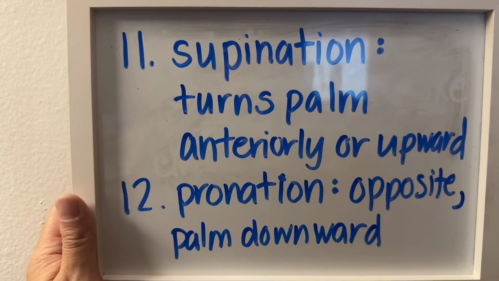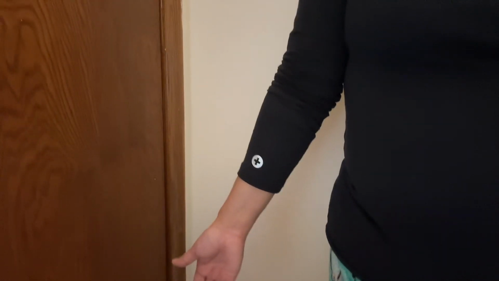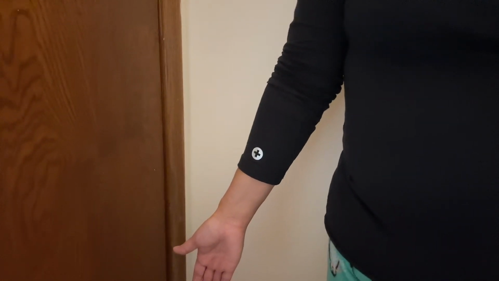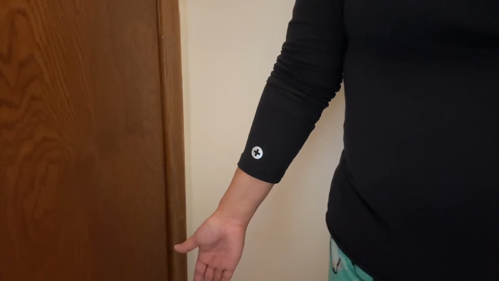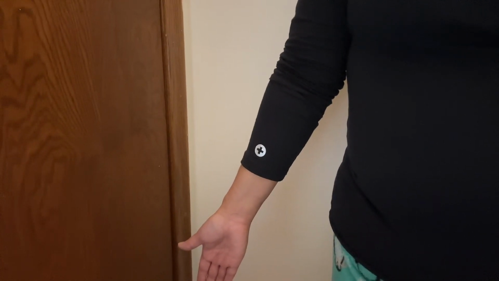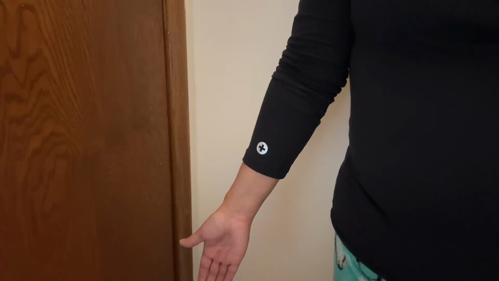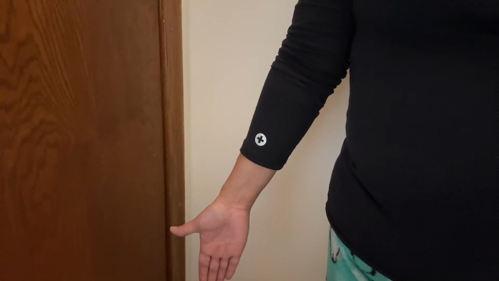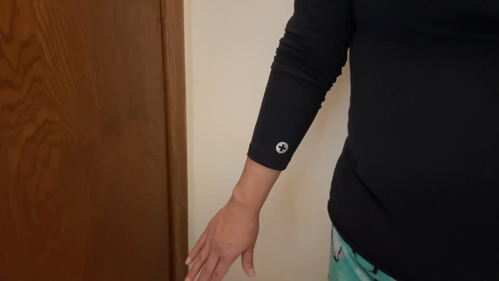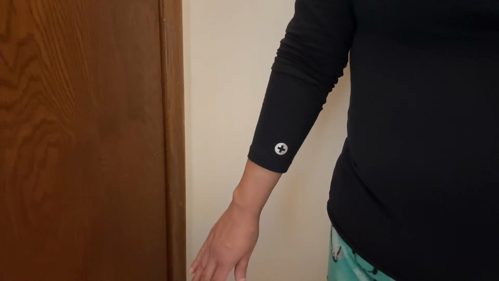Okay, so let's assume I'm standing in anatomical position. Face forward, feet flat, arms at my sides, palms upward. This is supination. And turning it palm downward, pronation. Supination, pronation.